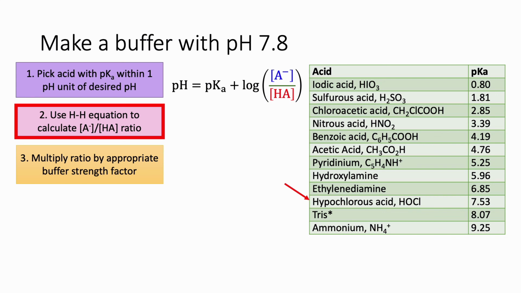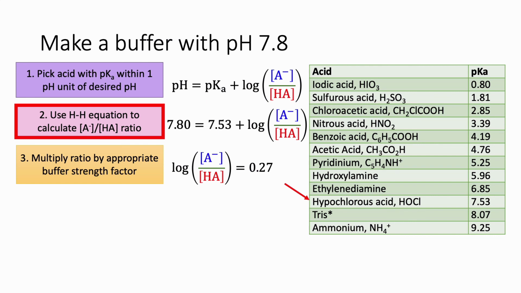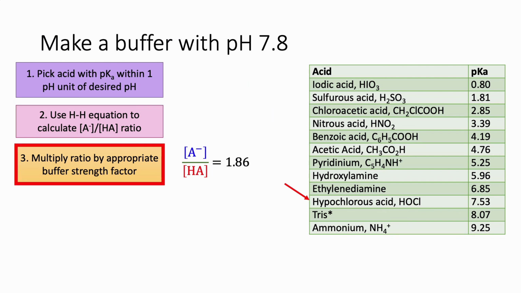Now we need to use the Henderson-Hasselbalch equation to calculate our A minus to HA ratio. And so what we're going to do, we're going to plug in the pH we want, and we're going to plug the pKa of our chosen acid into the Henderson-Hasselbalch equation and solve for the ratio of A minus to HA. So our chosen pH, 7.8, equals our pKa of 7.53 plus the log of A minus over HA, which means the log of our ratio equals 0.27. And now let's get rid of that log by doing 10 to both sides, and we get A minus over HA equals 1.86. So there's our ratio.